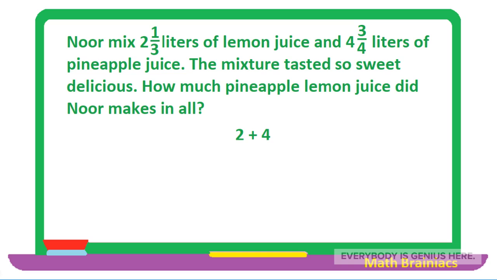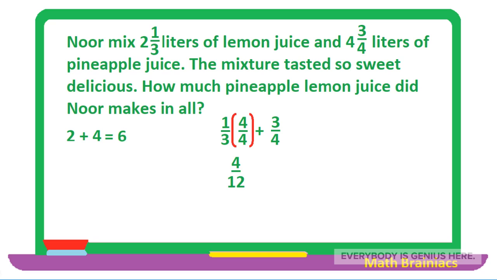For this reason, we are going to add the whole numbers first, and it will give us 2 plus 4, which is equal to 6. Now we can work on the fractions. Consequently, 1/3 plus 3/4 do not have the same denominator, so we are going to make the denominators the same first. The common multiple of 3 and 4 is 12, so we are going to multiply 1/3 by 4/4.